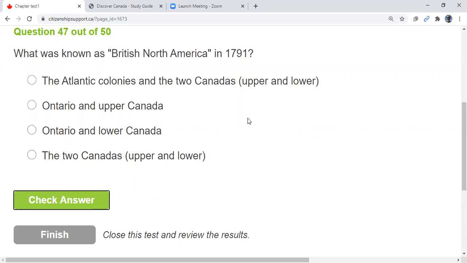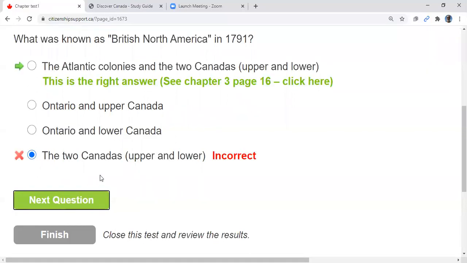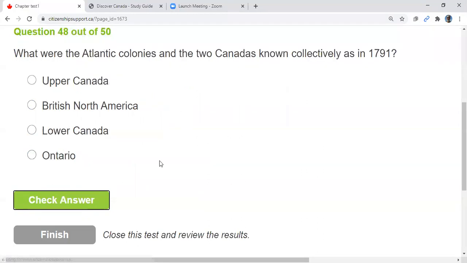I think 4. Number 4. Okay, let's see. So it's the two Canadas, upper and lower, and the Atlantic provinces, like Nova Scotia, Prince Edward Island. Number 1. So the Atlantic provinces, colonies, and the two Canadas. Good. Okay.